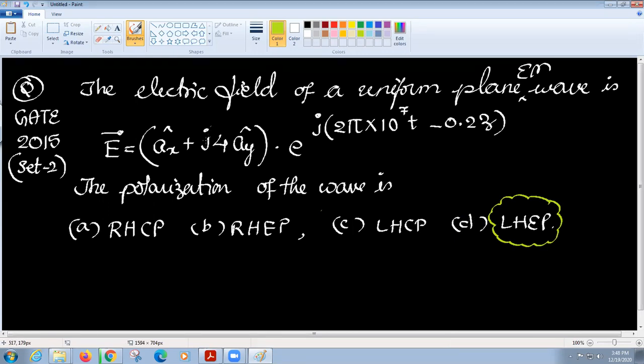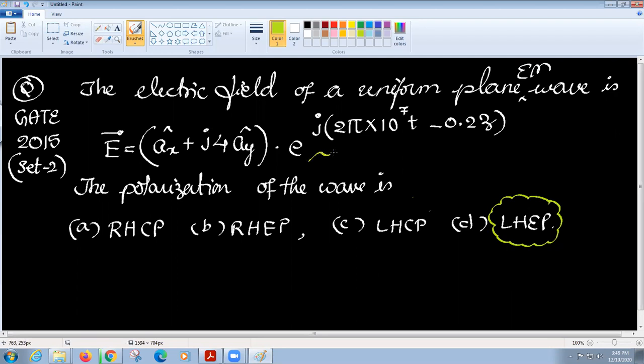So I have e power j pi by 2, delta equal to positive pi by 2. Therefore it is left hand elliptical polarization. That's it. Do we have any common phase in this question? No, there is no common phase mentioned in this question.